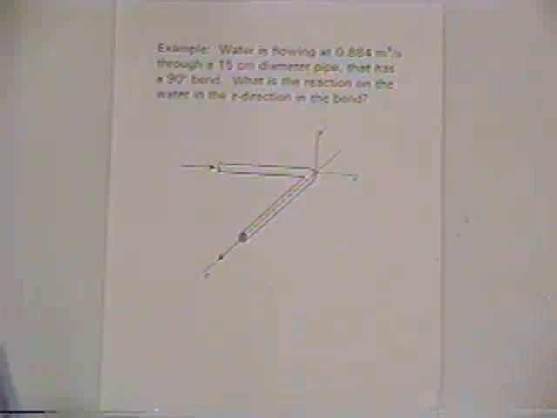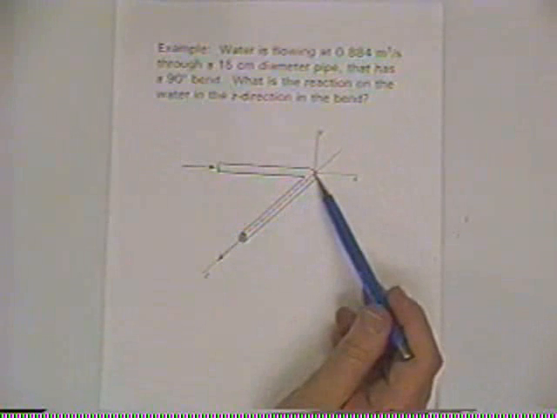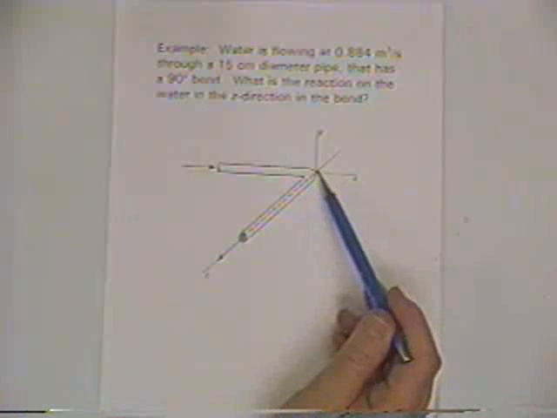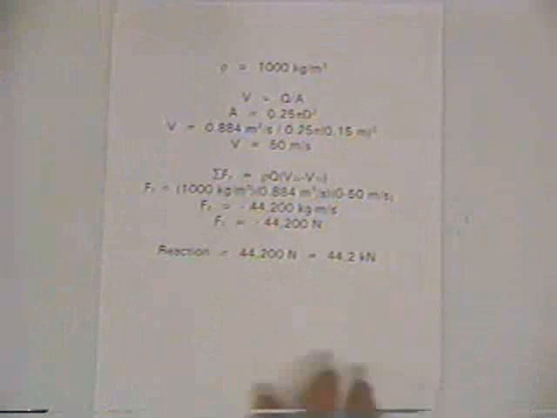And so the water is flowing at a given flow rate. The pipe has a given diameter, and we want to compute the reaction on the water in the z direction in the bend. And so the water is exerting a force, and the force of the pipe on the water is going to be the same force in the opposite direction. And that gives us some numbers to plug into our impulse momentum equation.